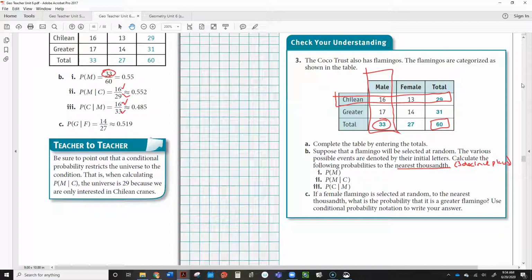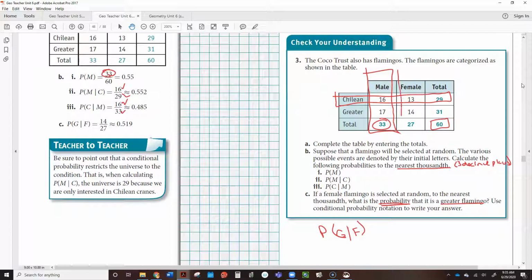Okay. And so now part C says, if a female flamingo is selected at random, to the nearest thousandth, what is the probability that it is a greater flamingo? So let's see. We're only selecting from the females. So given that it's female, that's what they gave us first. This is the given information. What is the probability? And that's what we're wanting. This is the desired event, that it is a greater flamingo. So that's what they want us to find, the probability that it's greater given that it's female.